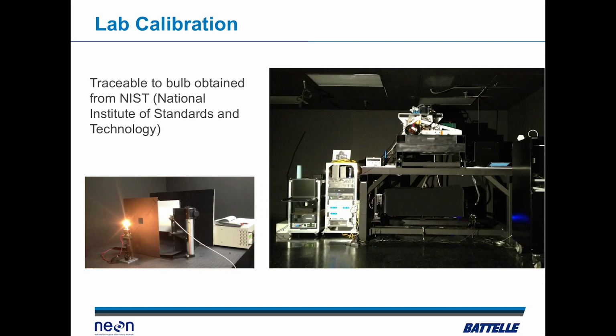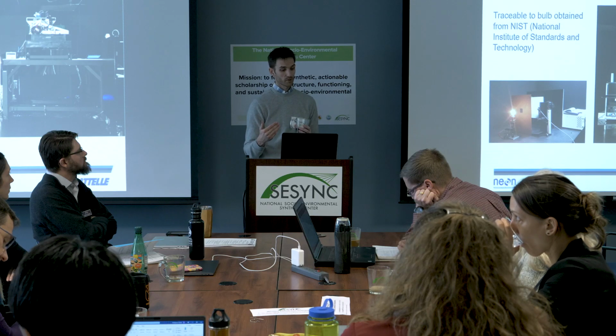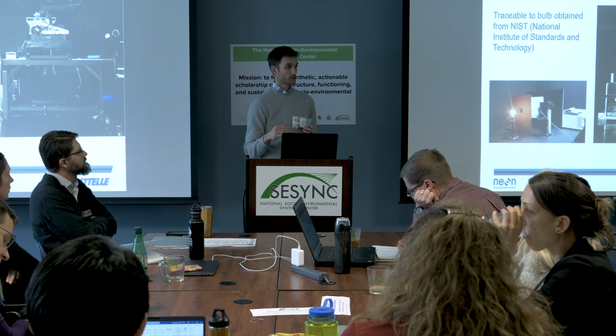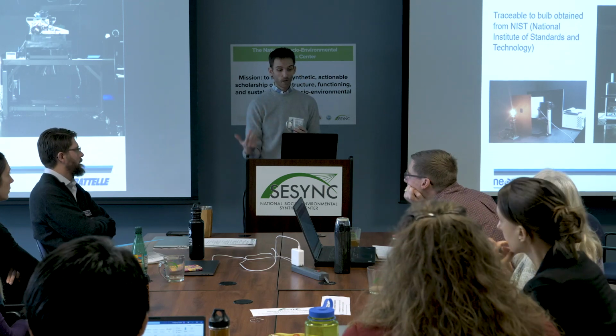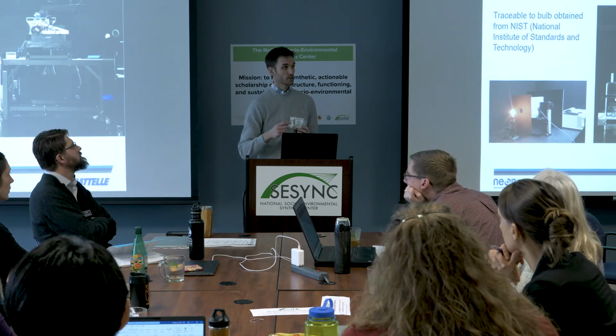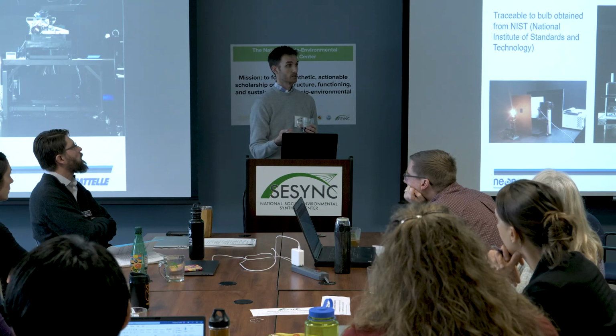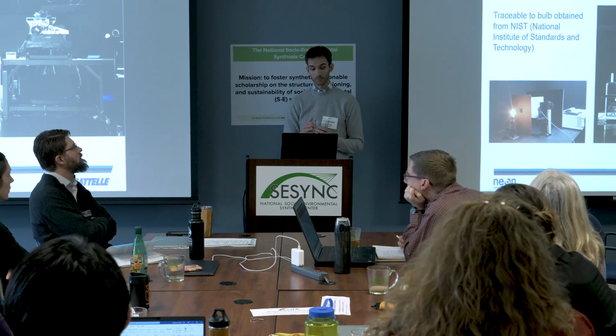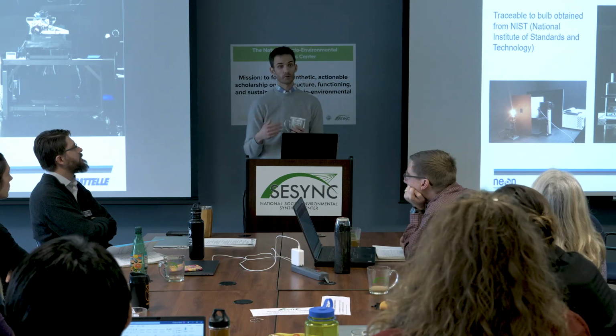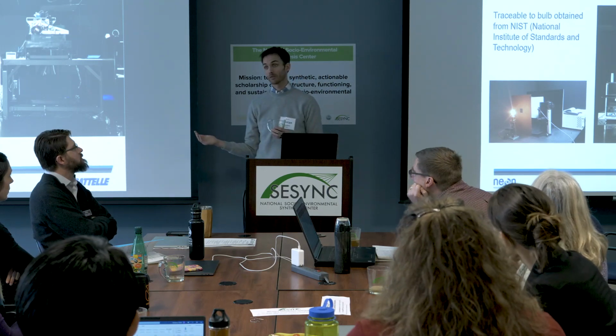I quickly just wanted to highlight the calibration procedure that we go through. Every year before the flight season, we calibrate each one of our imaging spectrometers. The calibration process is always traced back to a NIST bulb. So it's a NIST traceable bulb. We get this light bulb from the National Institute of Standards and Technology that outputs a particular illumination that's been very well measured by them. And then we calibrate to that bulb every year. And this is really important for the traceability of the sensors through the lifetime of the observatory.